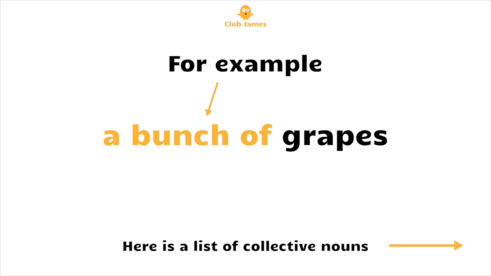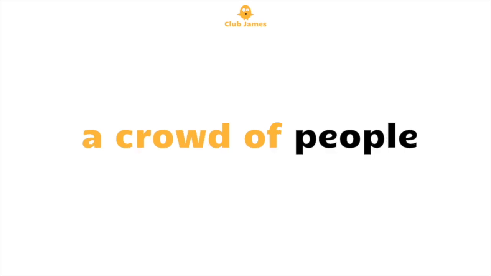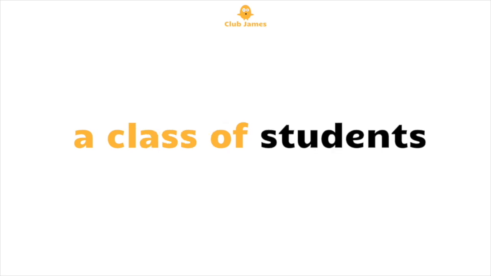For example, a bunch of grapes. Here is a list of collective nouns. A crowd of people. A class of students.